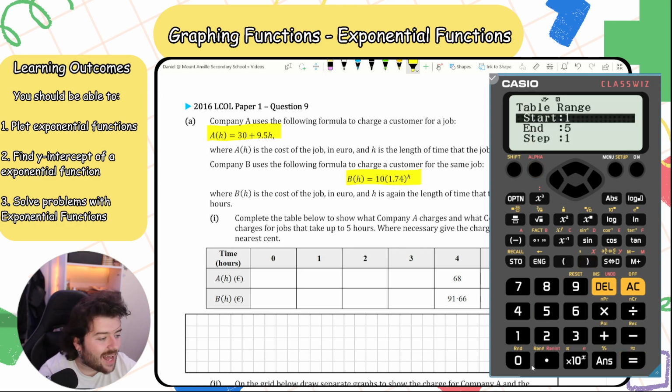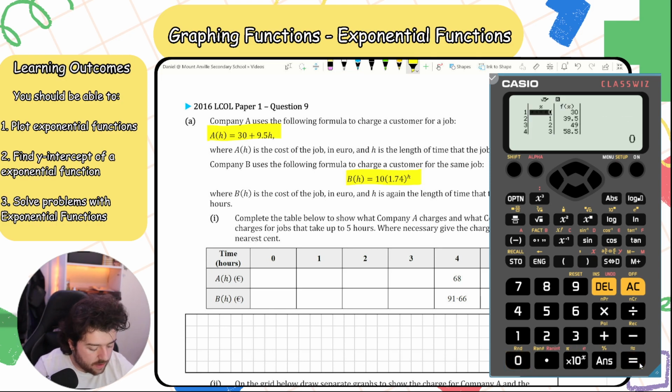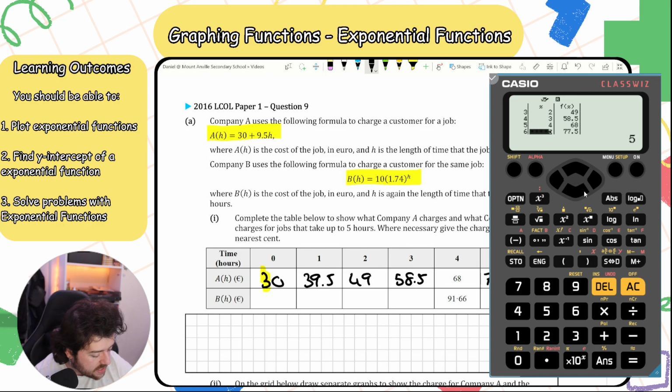So I'm starting at 0, and I'm going up to 5, and I'm going up in ones. So after 0 hours, I'm charged €30. So that's my call out fee, or my standing charge, etc. After 1 hour, I'm charged $39.50. After 2 hours, I'm charged $49. After 3 hours, I'm charged $58.5. 4 hours, I'm charged $68. And after 5 hours, I'm charged $77.5.